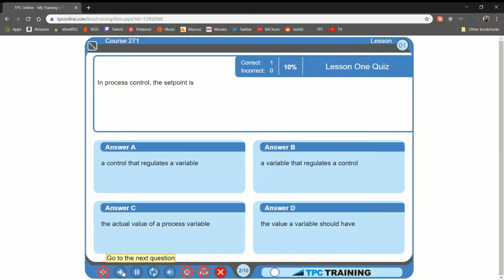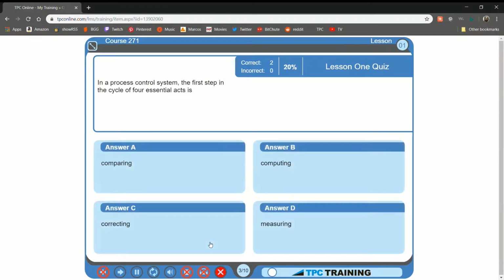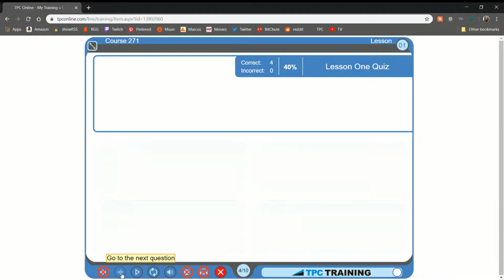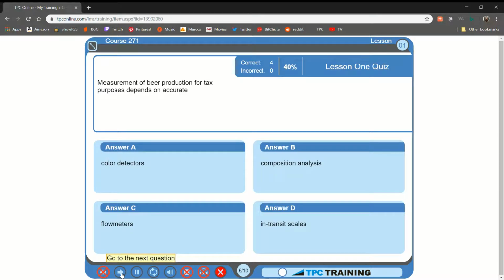In process control, the set point is A, a control that regulates a variable. That is correct. In a process control system, the first step in the cycle of 4 essential acts is A. That is correct. In the PC board factory, pressure and temperature recipes are stored as programs in the... That is correct. Measurement of beer production for tax purposes depends on accurate A, color detectors.